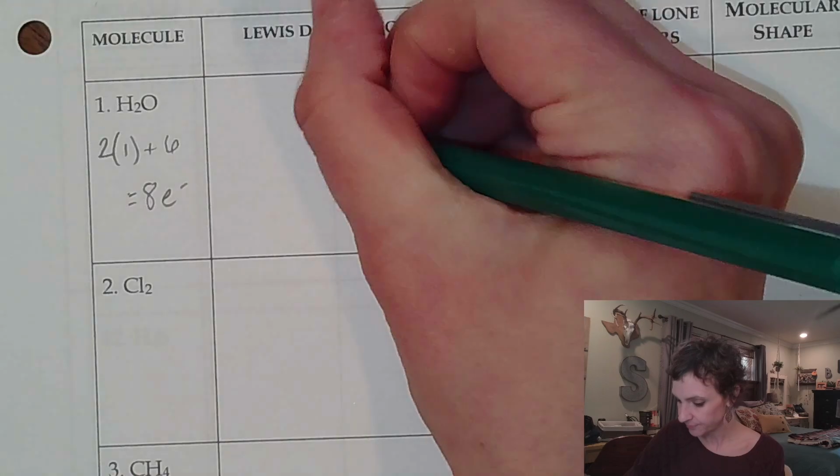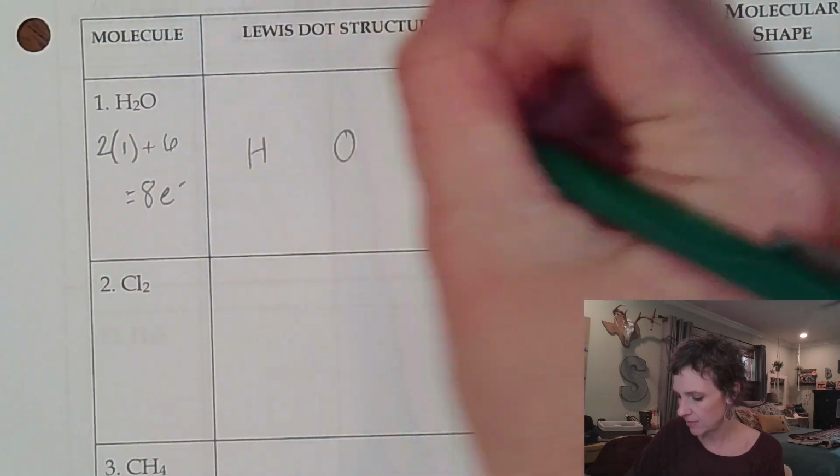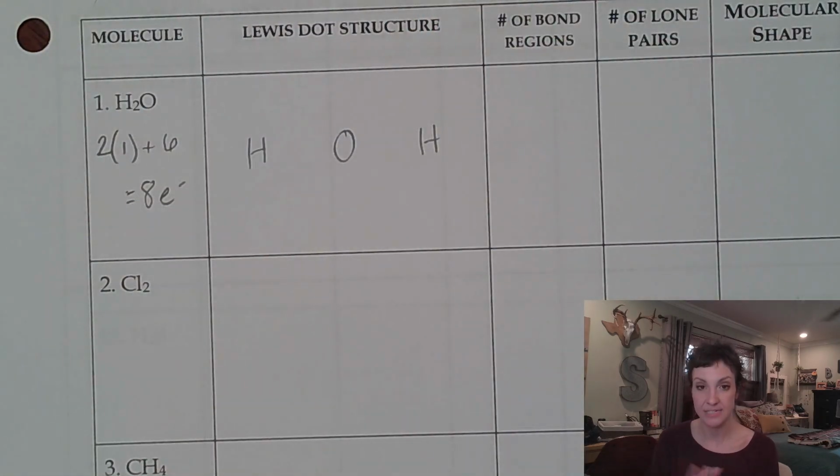So I put my oxygen in the middle, and then I'm going to put my hydrogens on the outside somewhere. Notice I've not done any lines. I've not done any dots. I've put letters of the alphabet on my page. Okay, so that is step 2.